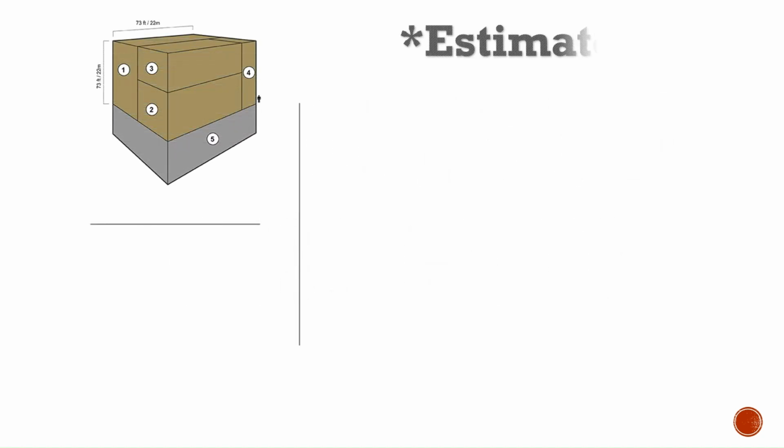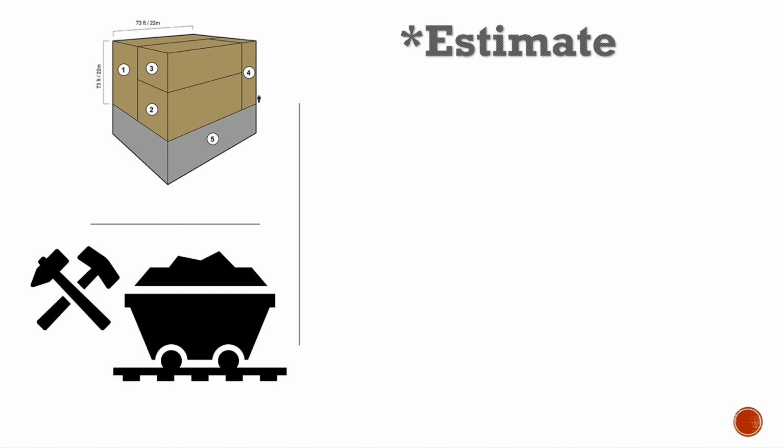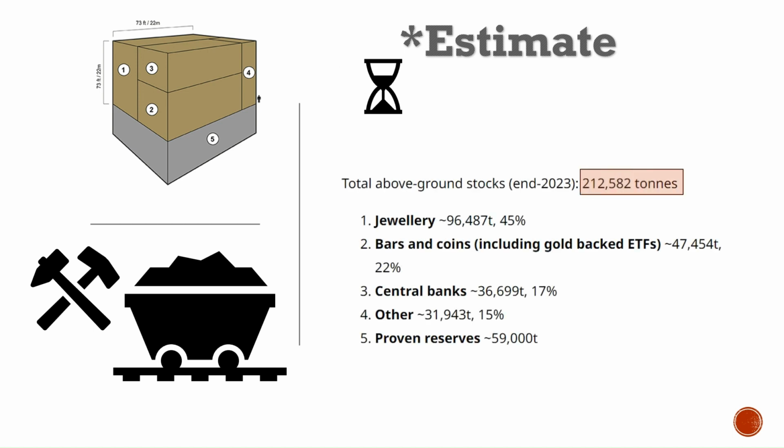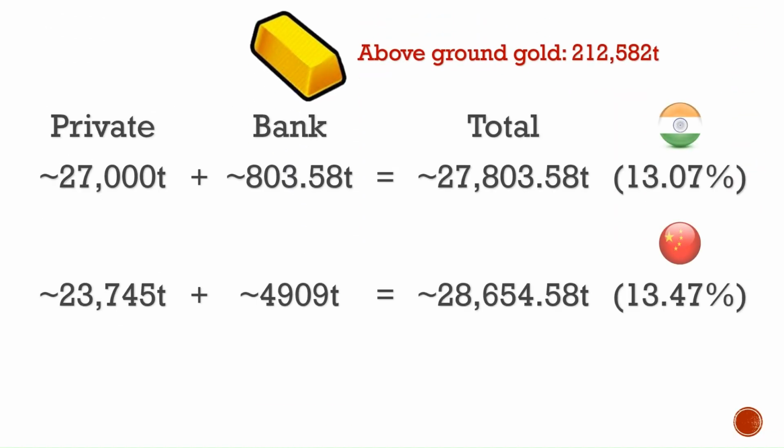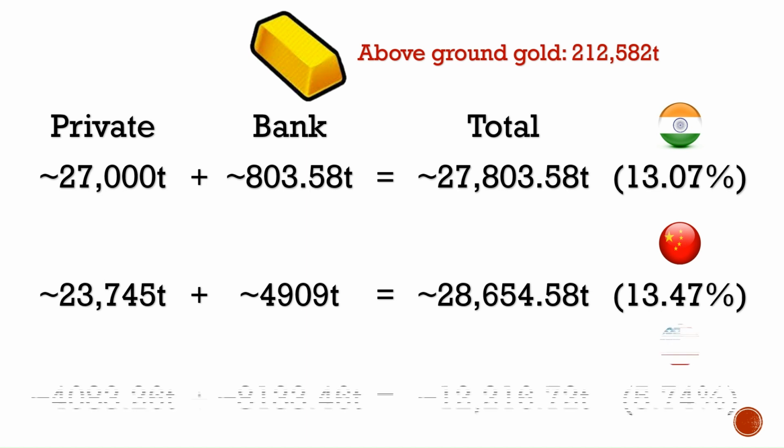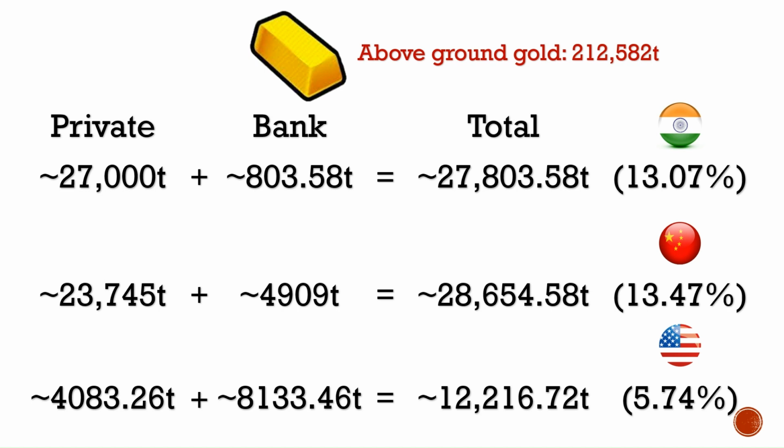Let's put all this in the context of total gold in existence globally. If you look at the best estimate currently available for the amount of gold that has been mined throughout history up to the end of 2023, a total of around 200,000 tons of gold is above ground. That means India and China each possess roughly 13% of total available gold globally. India, China and the United States together own over 30% of the total available gold.